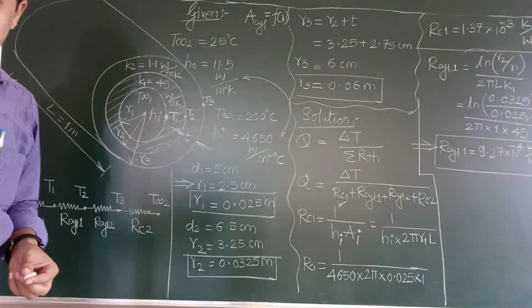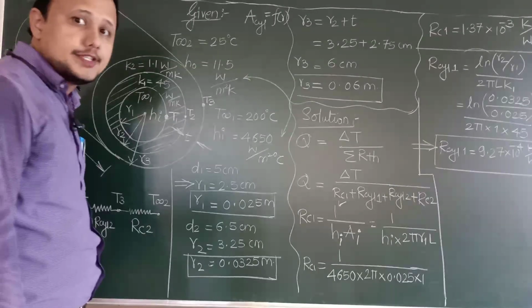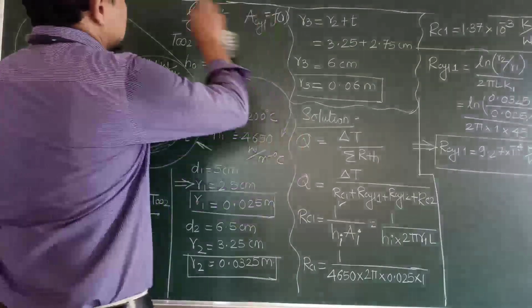Now the next parameter that we will calculate will be the conduction resistance of the second cylinder, which is created because of insulation. So we will calculate that.